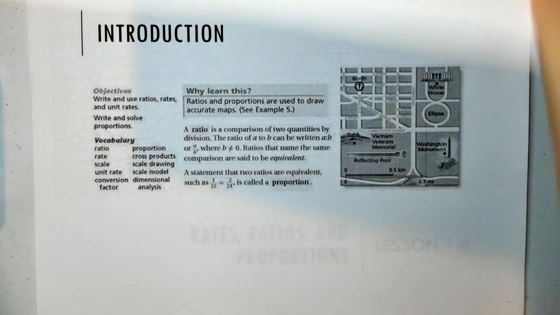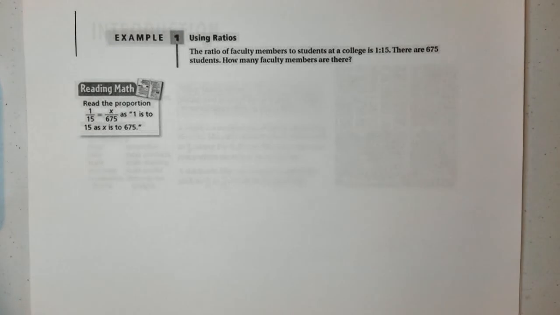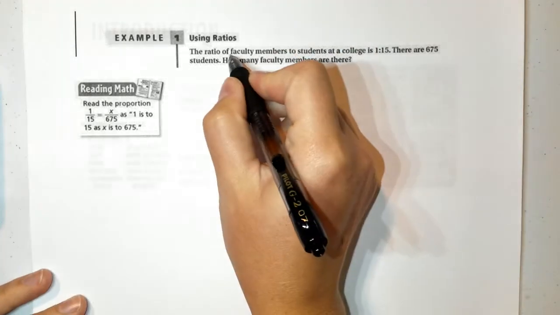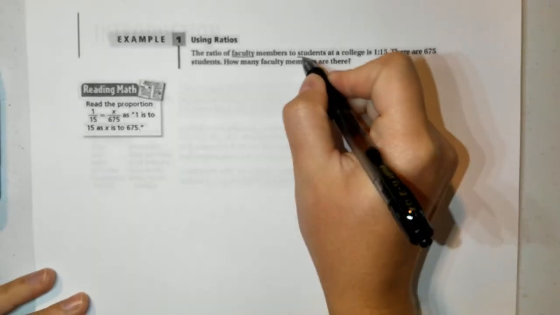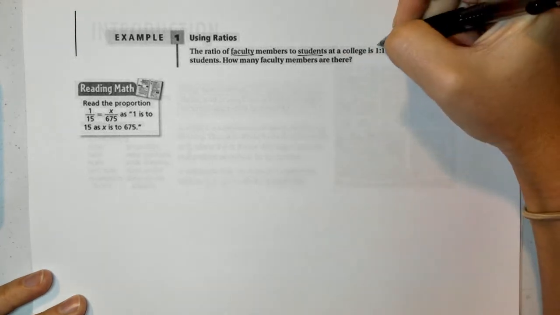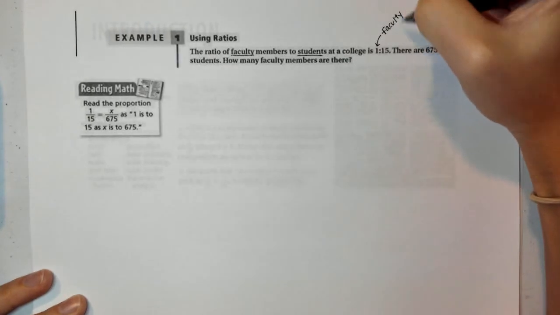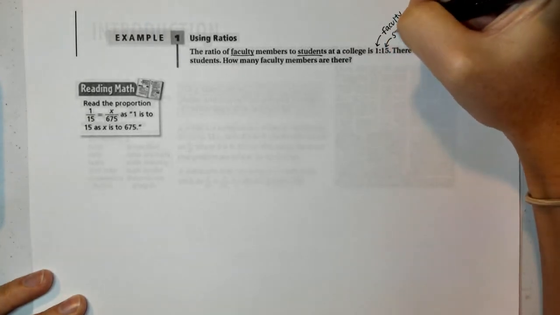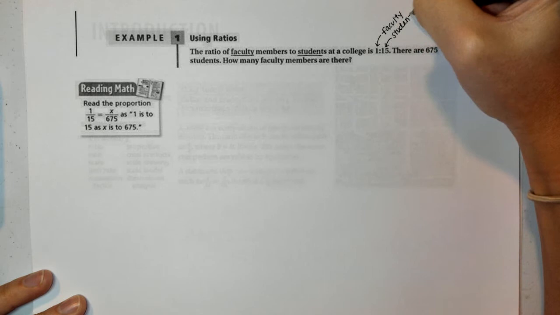So we're going to start by looking at example 1. Example 1 says the ratio of faculty members to students at a college is 1:15, or 1 to 15. There are 675 students. How many faculty members are there? So it says the ratio of faculty to students is 1 to 15. So that means this 1 represents faculty, and the 15 represents students.